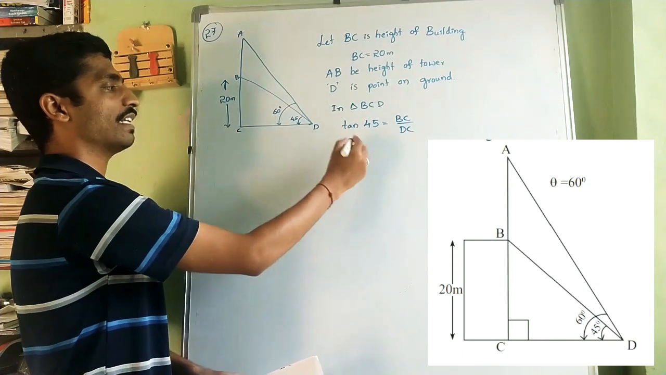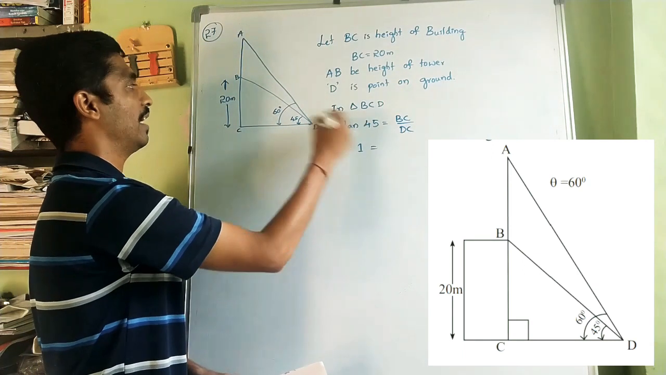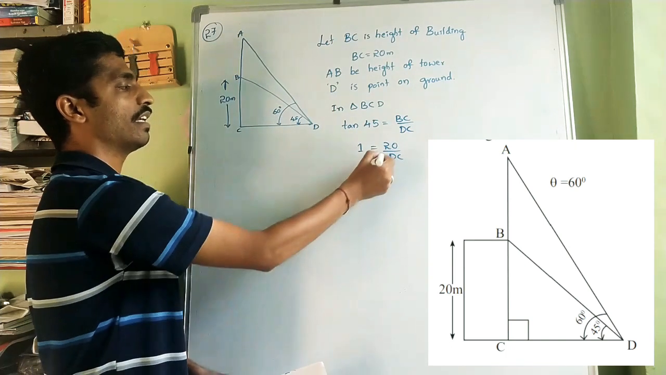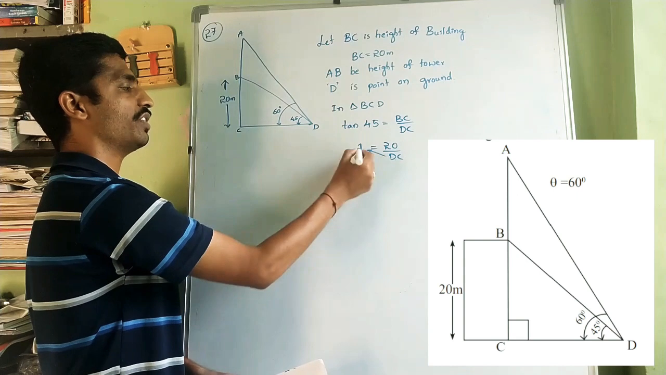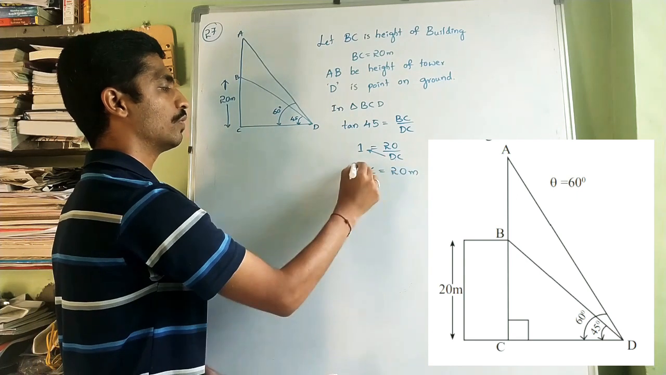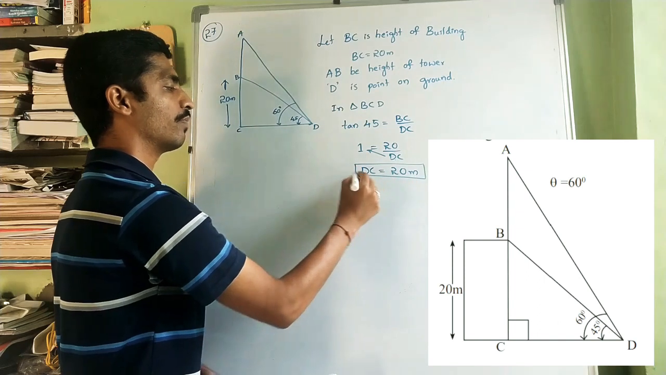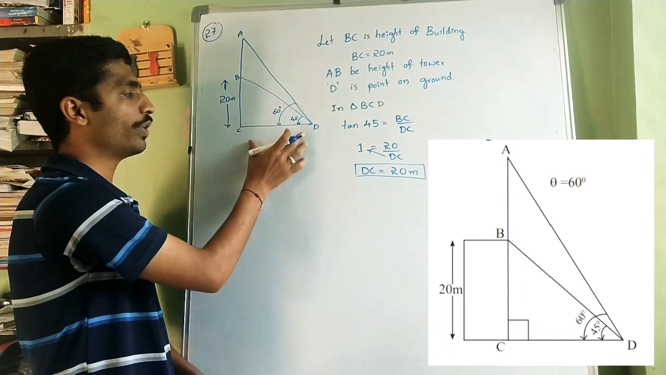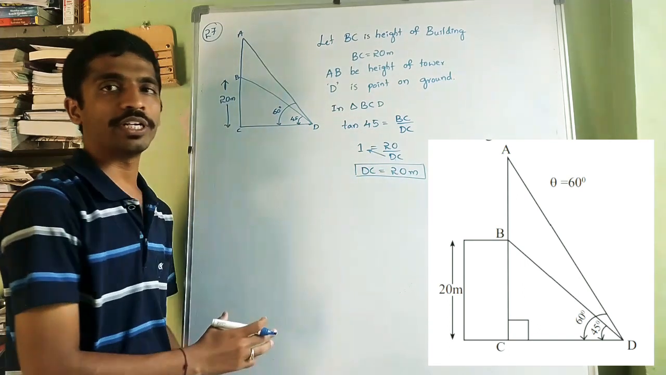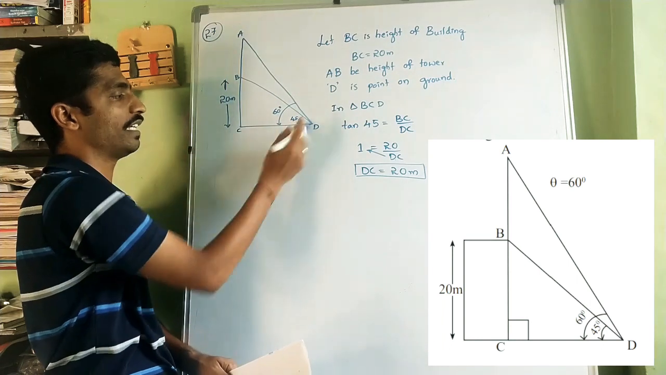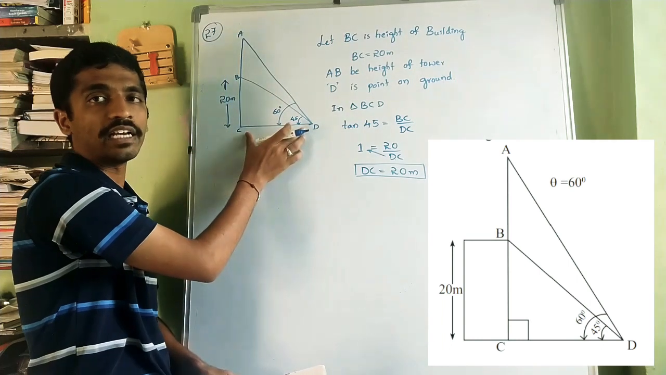Okay, tan 45 is there. Tan 45 is nothing but 1, and it equals BC, which is 20, divided by DC. So making the cross multiplication, DC into 1, DC equal to 20 meters. So here from the foot of the building to the point on the ground, we got DC as 20 meters.